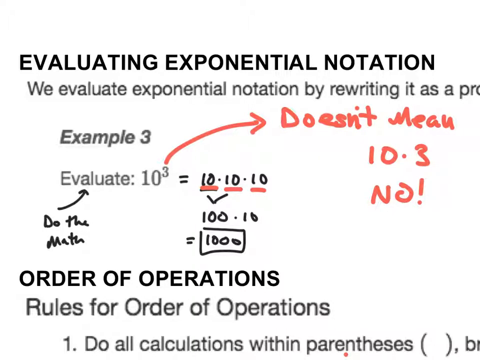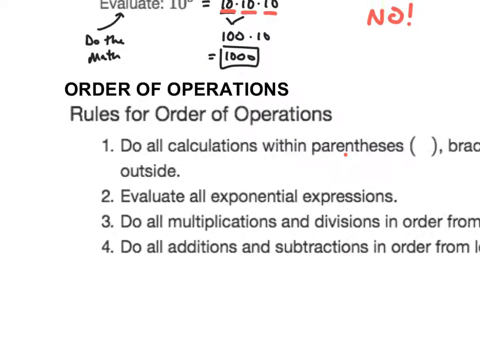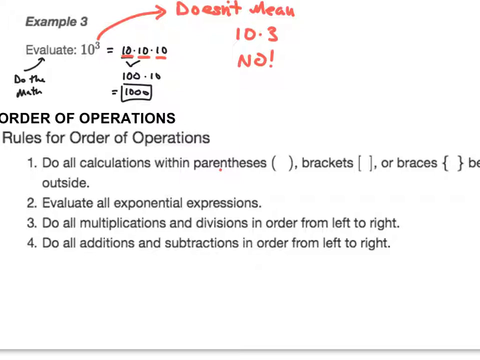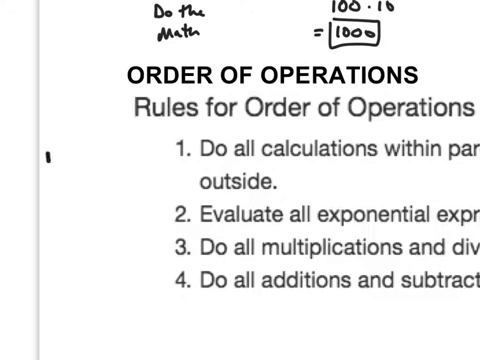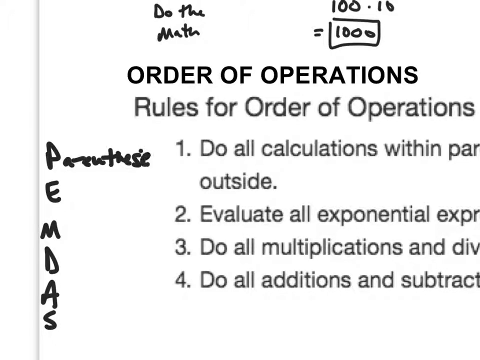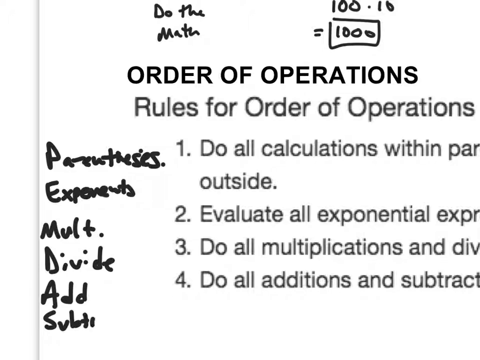Okay, let's move to the next portion of the section, and that is what we call order of operations. You might be more familiar with the term PEMDAS when we talk about order of operations. Over here, I'm just going to write down PEMDAS vertically like this. The P stands for parentheses. E stands for exponents. M is multiply. D is divide. A is for addition, and then S is for subtraction.